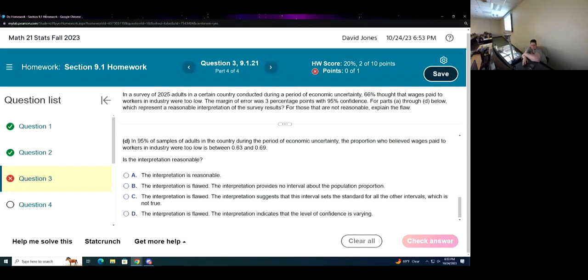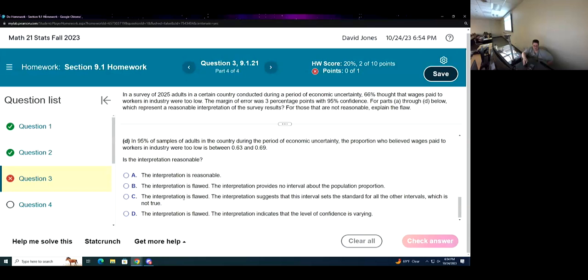And finally, this one says, in 95% of samples of adults in the country, during the period of economic uncertainty, the proportion who believe wages paid to workers in industry were too low is between 0.63 and 0.69. That's like saying they went out and did 100 samples and 95 of them came up with exactly 0.63 to 0.69 as their interval. That's completely unlikely. That's not what the confidence interval means.